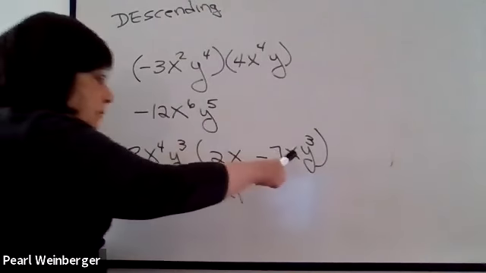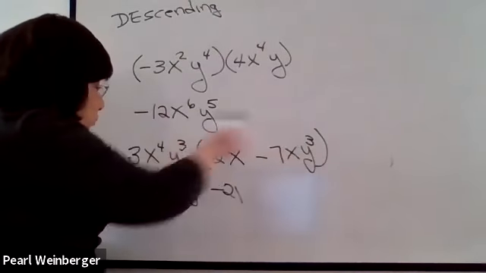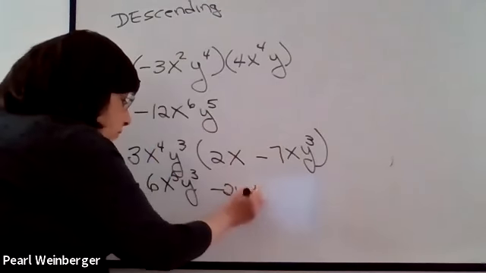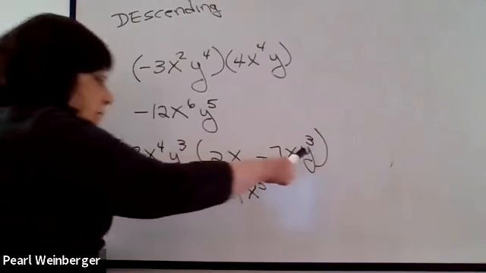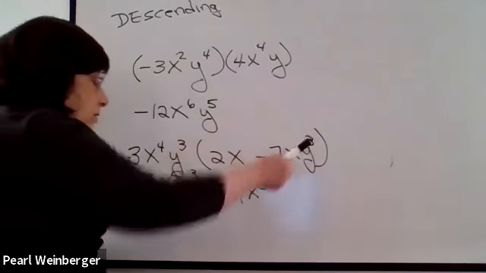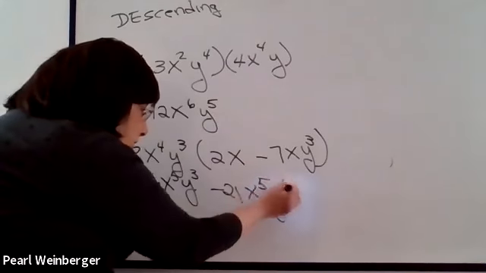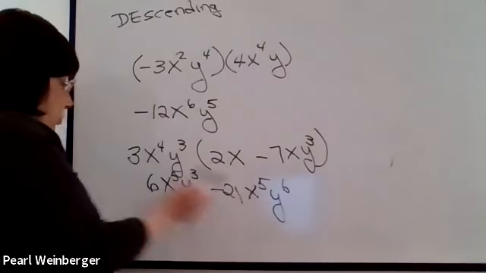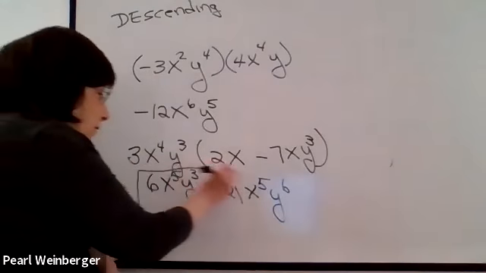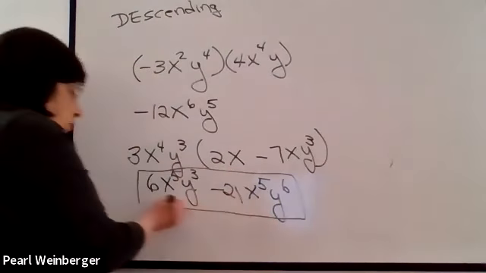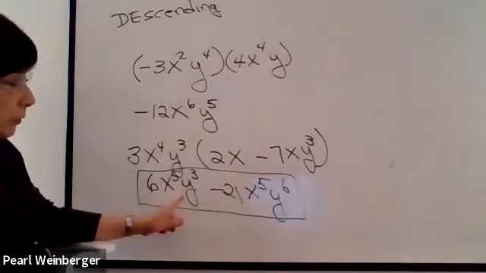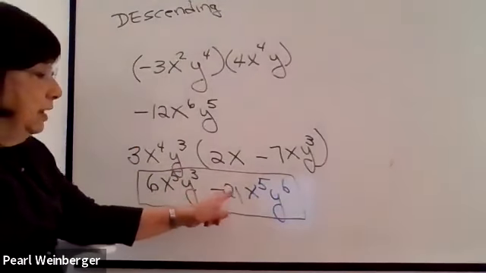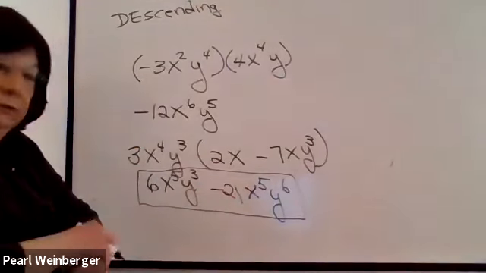x^4 times x, again, the exponents are 1 and 4, gives me x to the 5th. And this is y^3 times y^3. I can add those exponents, that gives me y to the 6th. Now, these are not like terms, so here is my answer. I can't combine these, so my answer is 6x^5 y^3 minus 21x^5 y^6.